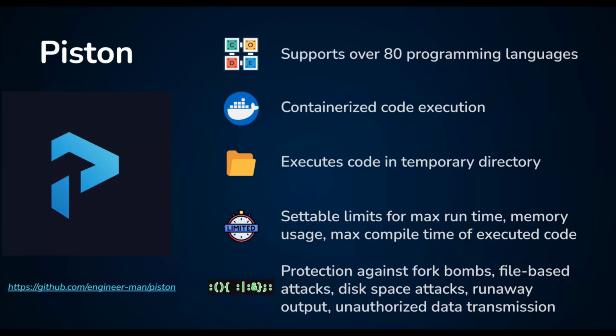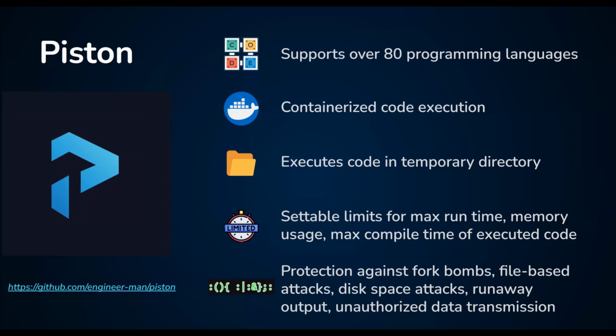With all of this in mind, for Umbra, we chose to use Piston, which is a general purpose code execution engine that supports over 80 programming languages. It provides secure sandboxing by way of containerized code execution. In addition to containerization, Piston achieves further security by executing each block of code in a temporary virtualized directory and allows us to set limitations on what effects that code can incur. It allows the specification of maximum running time, compile time, and memory used, among other things.